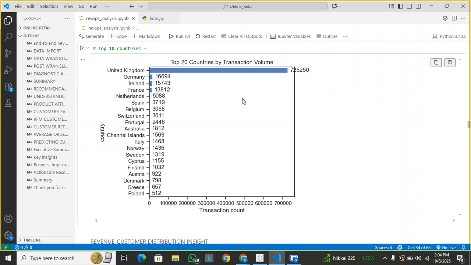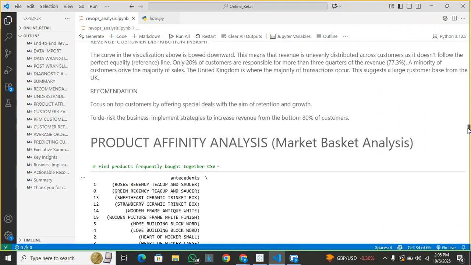Furthermore, to see where most of the transactions come from, where most customers are from, we checked the top 20 countries by transaction volume to see that the United Kingdom is the highest. Most of the transactions are from the United Kingdom. Rightly so, because it's a UK based business, followed by Germany, Ireland, France, and so on.